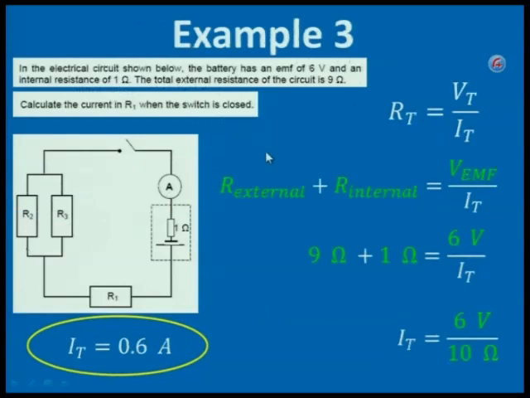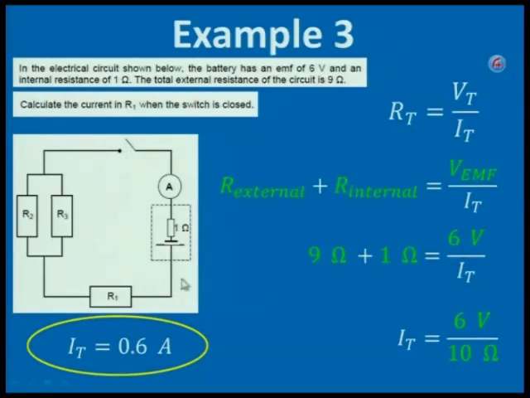Okay, the last example for this lesson. In the electrical circuit shown below, the battery has an EMF of 6 volts and an internal resistance of 1 ohm. The total external resistance of the circuit is 9 ohms. Calculate the current in R1 when the switch is closed.